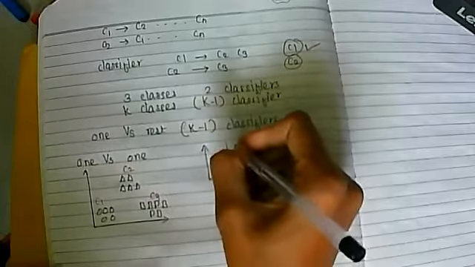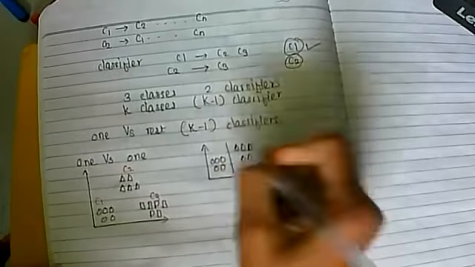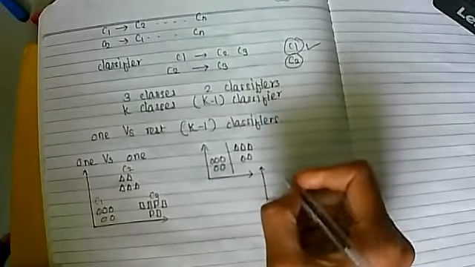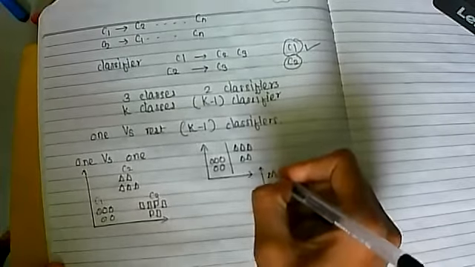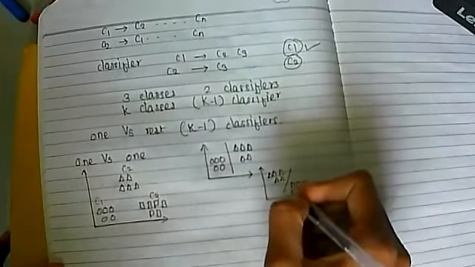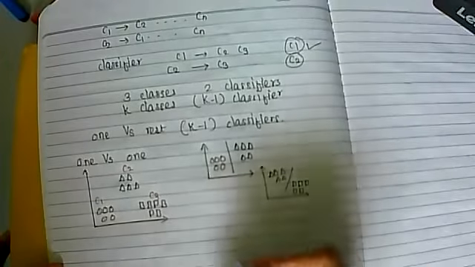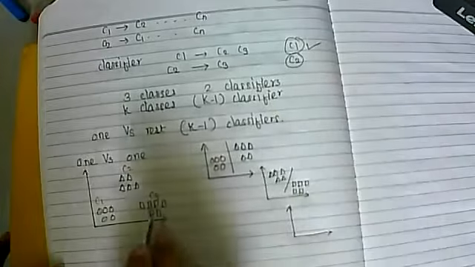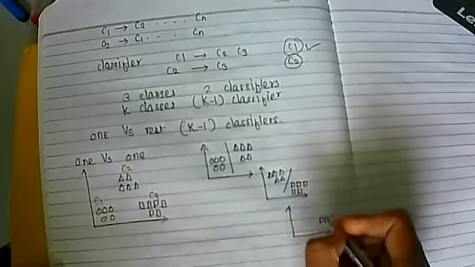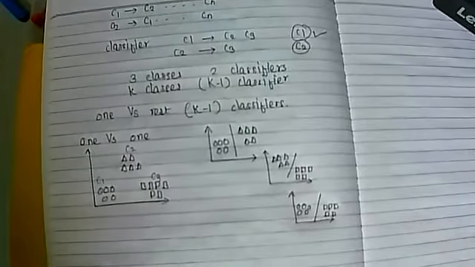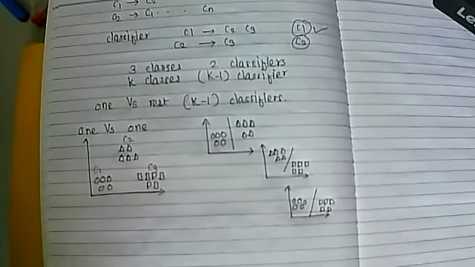So C1 to C2, that is circle to triangle. Then the second one is from C2 to C3, that is triangle to square. Third one is from C3 to C1, square to circle. So this is the third one. Okay.